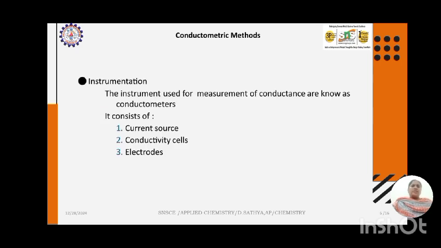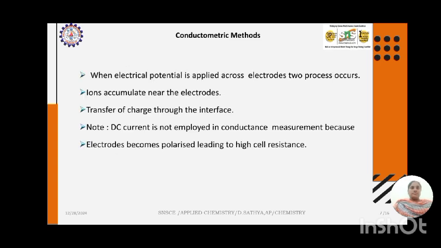So the instrumentation used for the measurement of conductance is known as the conductometer. It consists of a current source, conductivity cells and electrodes. When electrical potential is applied across the electrodes, two processes occur: the ions accumulate near the electrodes, and there is transfer of charge through the interface. Note that DC current is not employed in conductance measurement because the electrode becomes polarized, leading to high cell resistance.